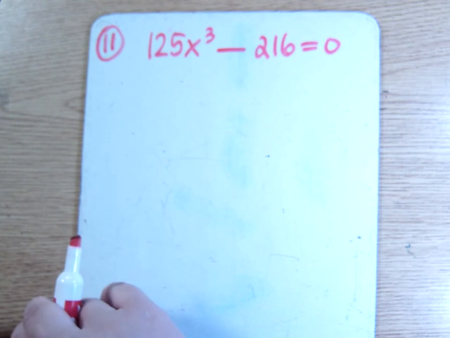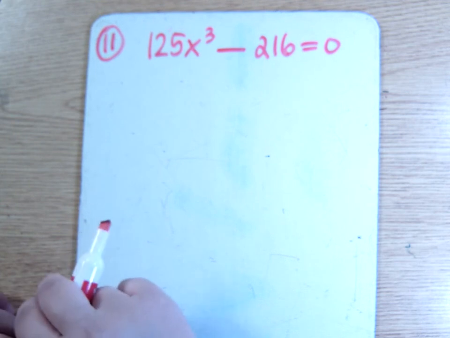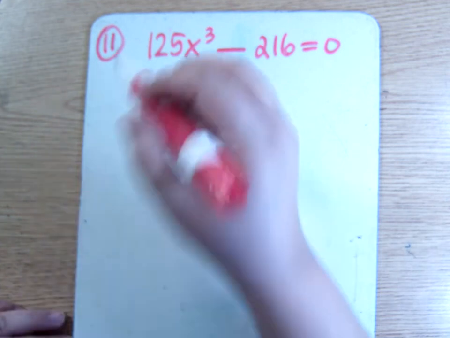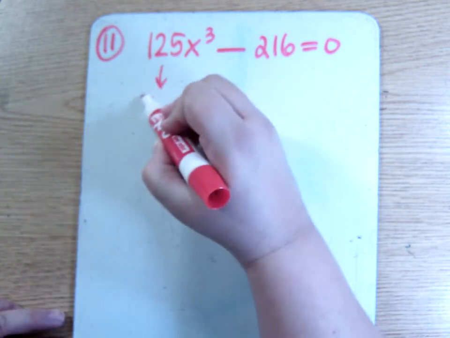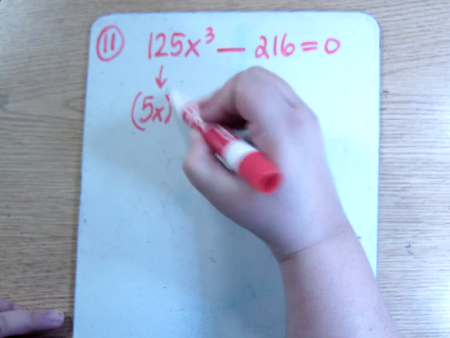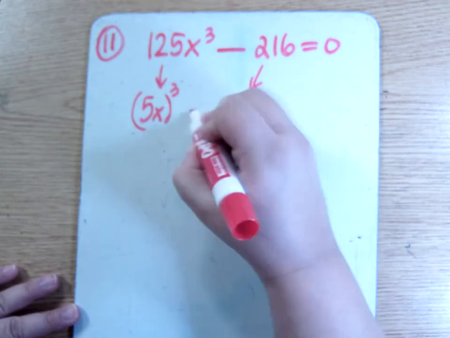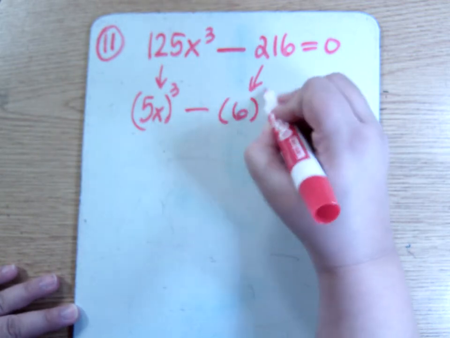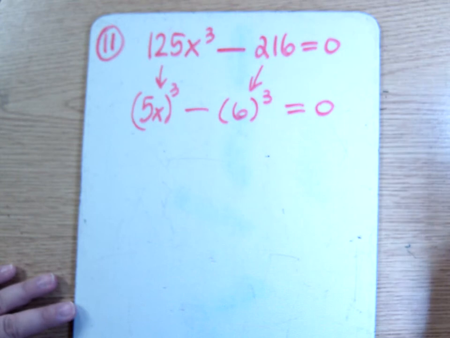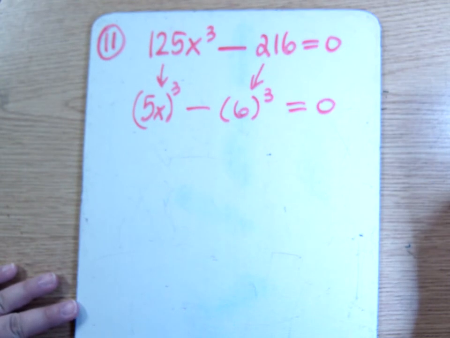I'm thinking, is 125 the cube of anything? And I think that's a yes. What is it? 5. So this is 5 times x cubed. And 216 is also the cube of something. It's the cube of 6. So this is 6 cubed. So this is a difference of cubes. We have a formula for that.